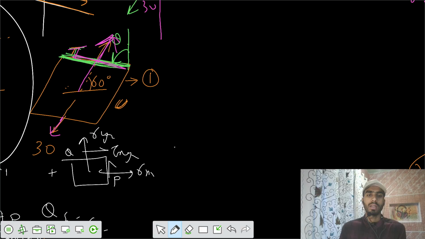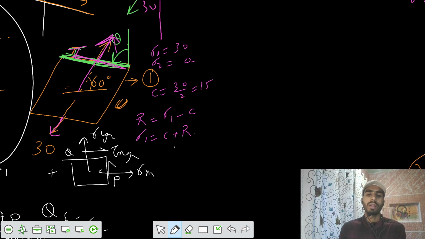Here we can say sigma 1 equals 30 megapascal, sigma 2 equals 0. That means center equals sigma 1 plus sigma 2 by 2, that is 30 by 2, that's 15. And radius, we can say sigma 1 minus center. We know that sigma 1 is c plus r, so radius equals sigma 1 minus center, which equals 30 minus 15. That's 15. So we got radius positive and center also positive.